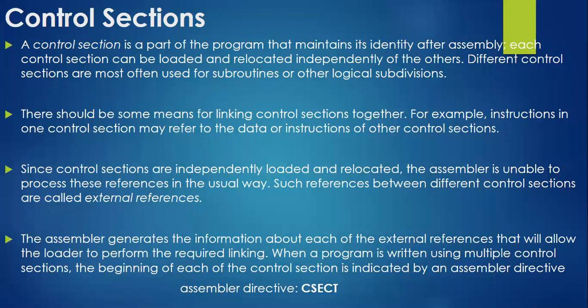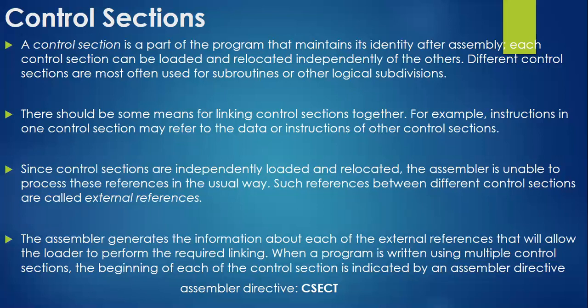The control section is a part of the program that maintains its identity after assembly. Up to the point we assemble the program, we don't have any issue with how many control sections you have or where they reside. After assembling the program itself, we will get to know that these are the control sections available. Each control section can be loaded and relocated independently of the others. It is not compulsory that if the main program is placed in one part of the memory, the subprogram must also be in the same part of memory. It may be independent; relative data storage is not at all required between the control sections.